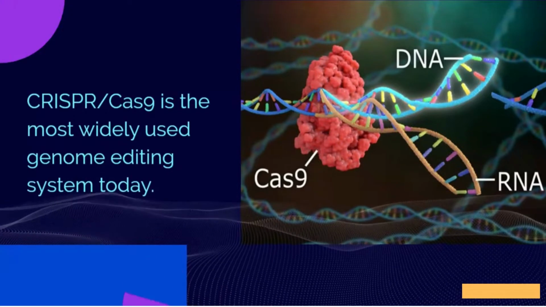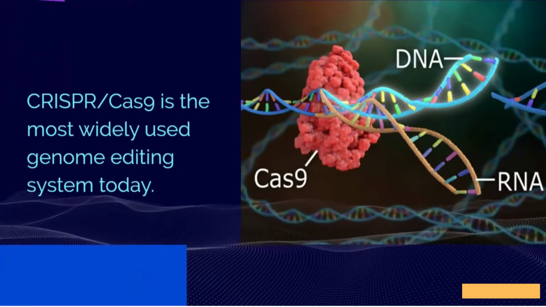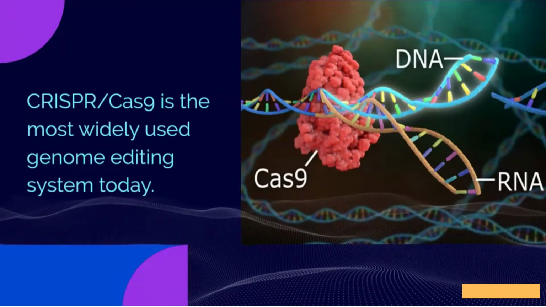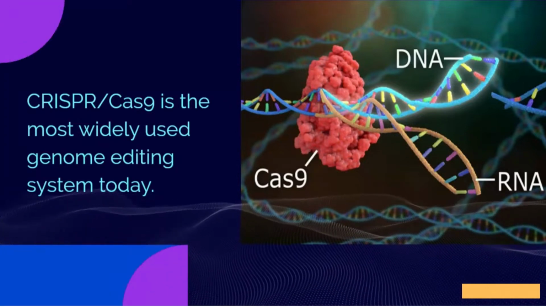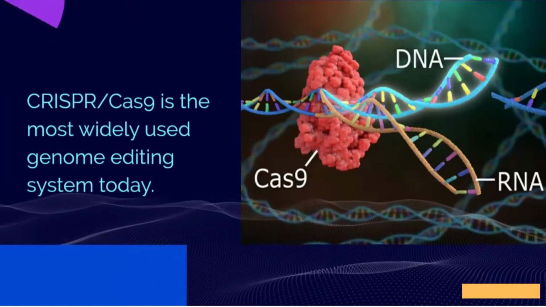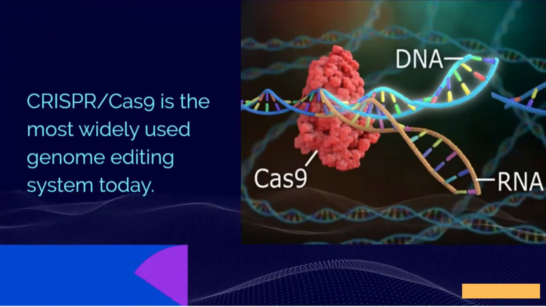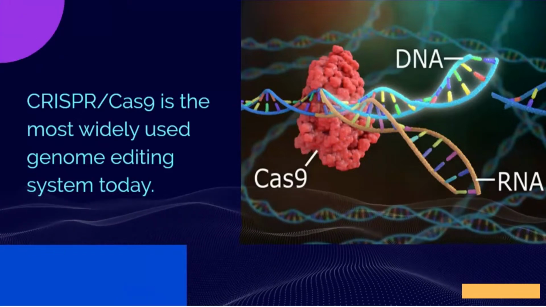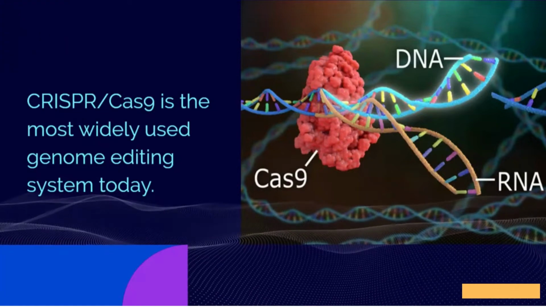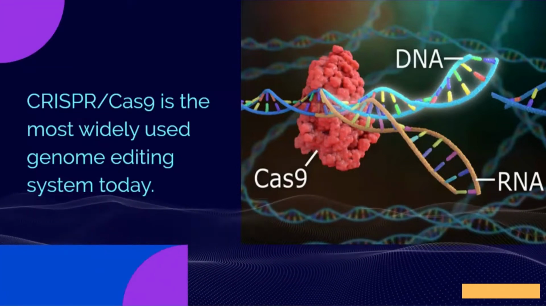CRISPR-Cas9 is the most widely used gene editing system today. This system consists of two parts: a tiny strand of guide RNA designed to look for a specific DNA sequence, and an enzyme, Cas9, that can cut through a double strand of DNA. CRISPR stands for clustered regularly interspaced short palindromic repeats, which are segments with a certain DNA structure that are prevalent in bacteria and archaea.